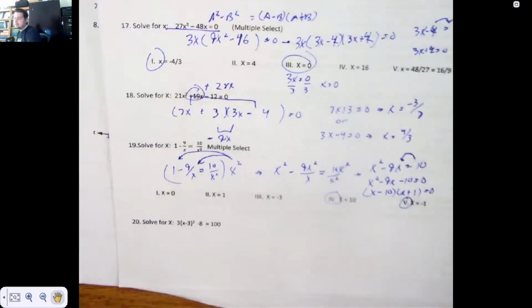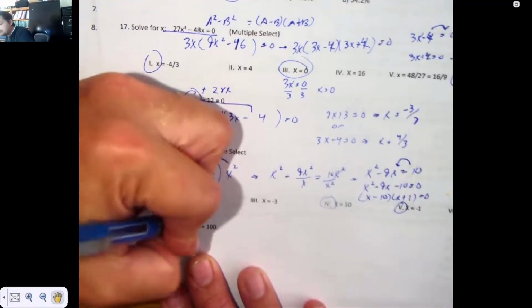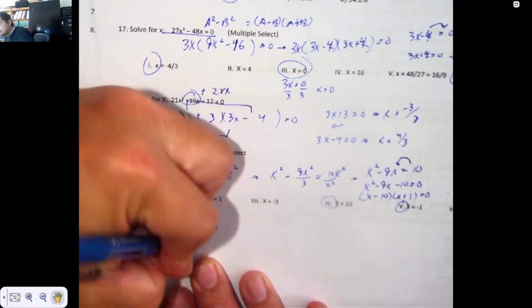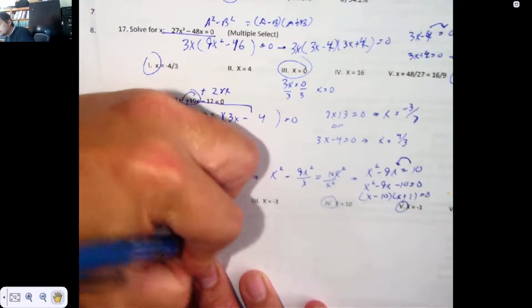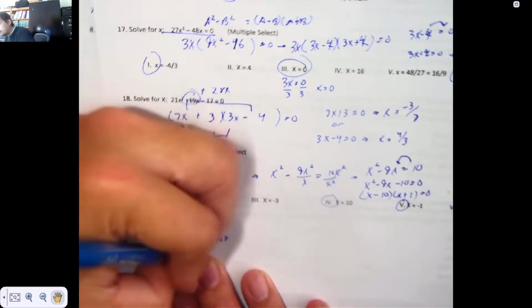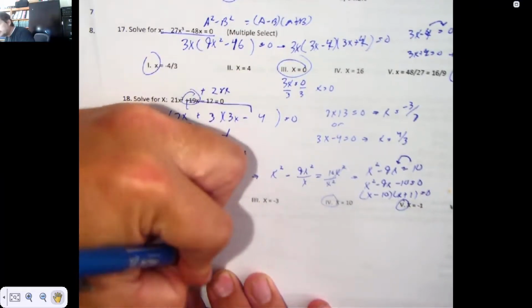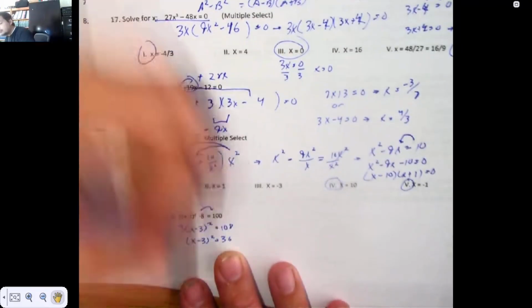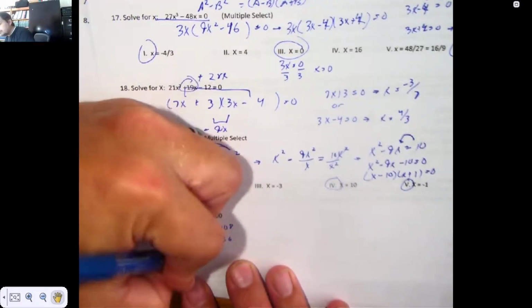Now the last question on your test was this one, which is really easy. You add 8. You divide by 3. You'll get 36. You counteract squaring by square rooting.